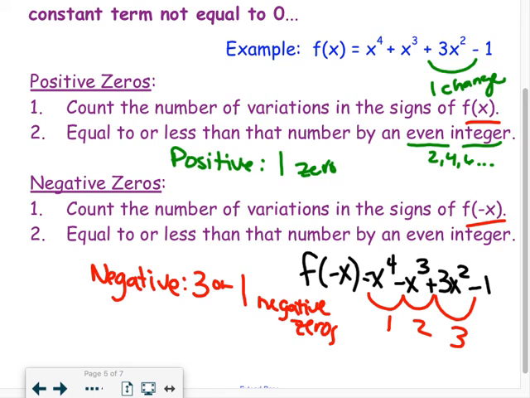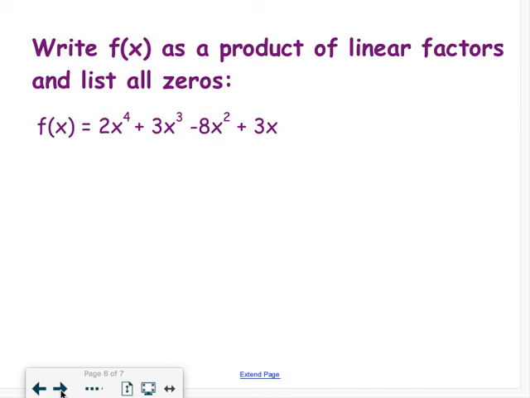So let's do an example where we put all of this together. And we're going to do two things at the end. We're going to write it as a product of linear factors, and we're also going to list all the zeros. I usually do those in the reverse order. I find all the zeros, then I write the factors. And we're going to work with f of x equals 2x to the fourth plus 3x cubed minus 8x squared plus 3x.